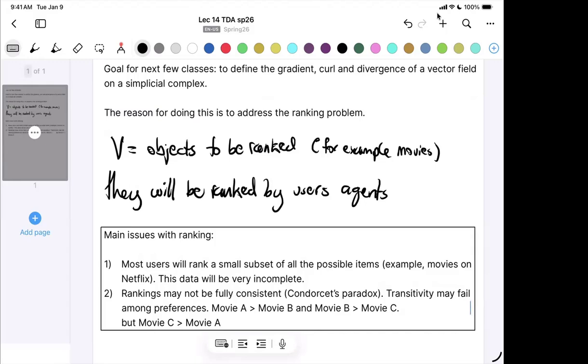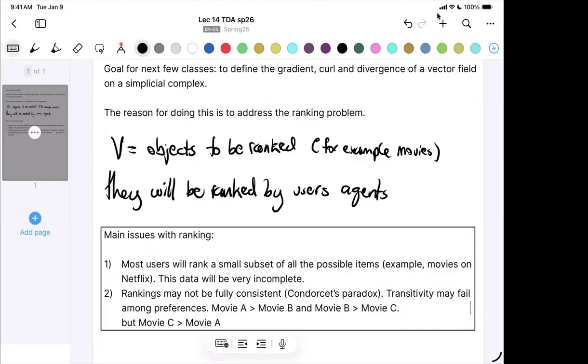That's kind of a very practical way to make this more concrete. If you thought about it in terms of money, it would be saying movie A is worth more money than movie B, and movie B is worth more money than movie C, but somehow movie C is worth more money than movie A. So obviously that cannot be quite correct.